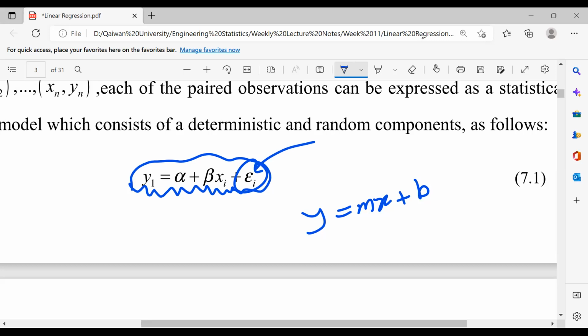And here, m is what? m is the slope. Which of these, alpha and beta, represents m? Beta represents m. That means beta is the slope. How about alpha? Alpha is the y-intercept.